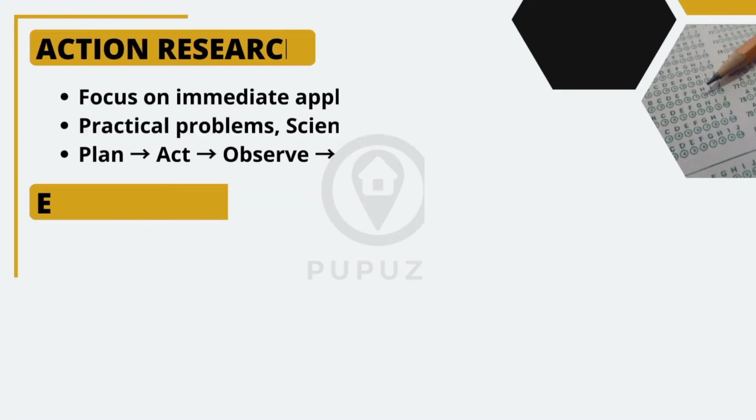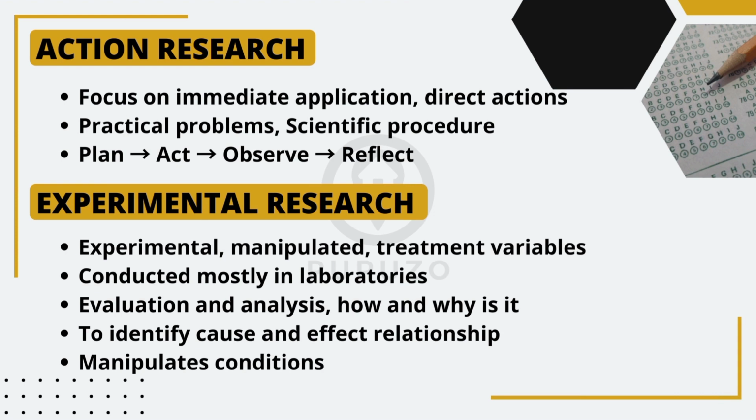Action research focuses on immediate application rather than theory development. It emphasizes launching direct actions to obtain workable solutions to practical problems, particularly in social studies. This type of research follows a scientific procedure to identify and correct problems, with a focus on improving and identifying effective practices. It is often classified under developmental research and follows a plan, act, observe, and reflect cycle.